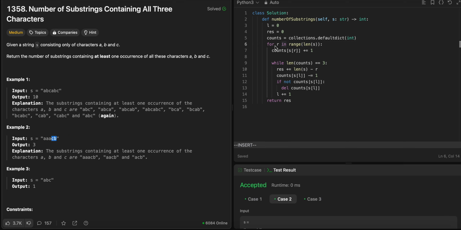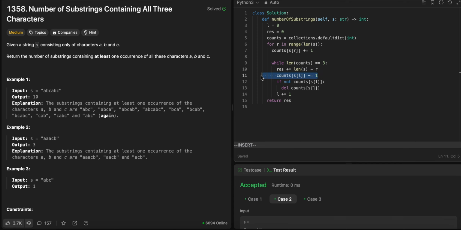So this is the case where we have a sliding window. We move the pointer R, and we keep incrementing in our counter. Then while the length of count equals 3, which means we have A, B, C now, we're gonna add to res the difference between R and the length of the whole string. This is the right side essentially. We add the right side to res because that number of substrings exists already without moving any left pointers. And then we're gonna start moving the left pointer.